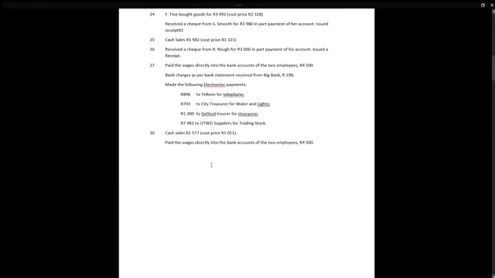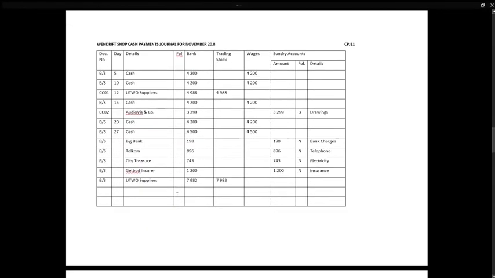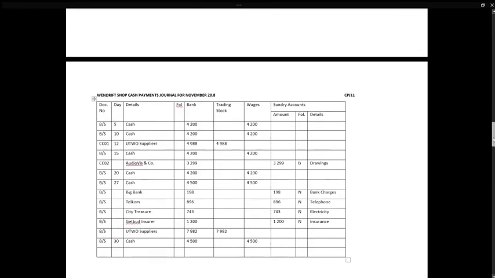Last transaction took place on the 30th as well. Paid the wages directly into the bank account for 2 employees. Right, so directly means my source document must be bank statement. This took place on the 30th. Details will be cash. The amount being deducted from my bank was 4,500 Rand, and the reason being wages, 4,500 Rand. Right, we are done with all of our transactions.